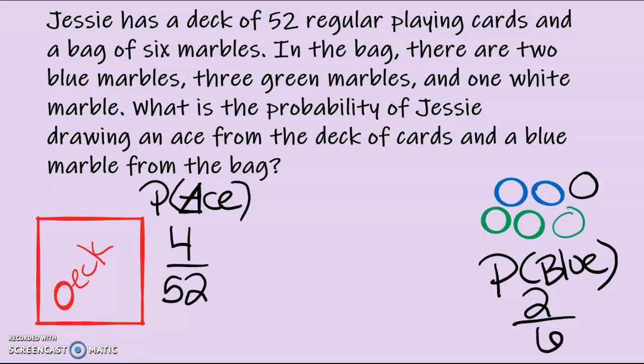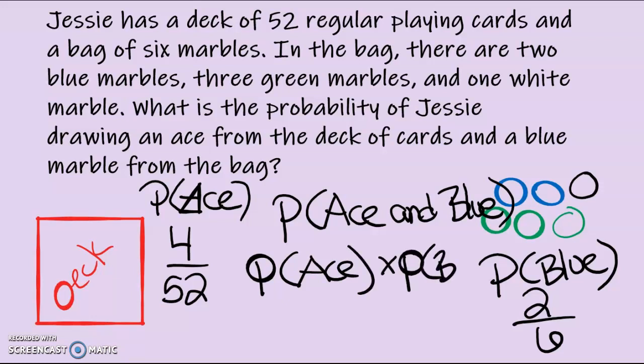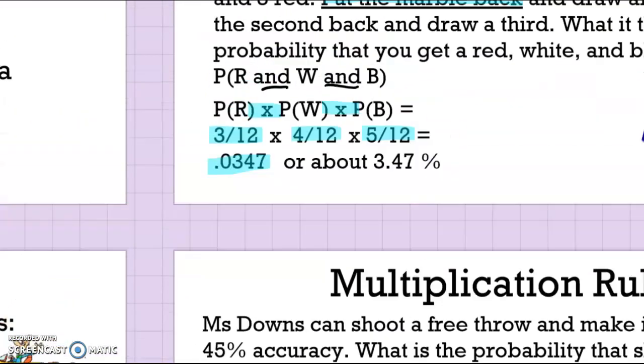So this question is asking, what is the probability of getting an ace and a blue? So an ace followed by a blue. And because these are independent events, what happens with the deck of cards has nothing to do with what happens when we pull the marble. We're just multiplying the individual probabilities. And that's how we do multiplication problems for independent events, or probabilities with independent events.